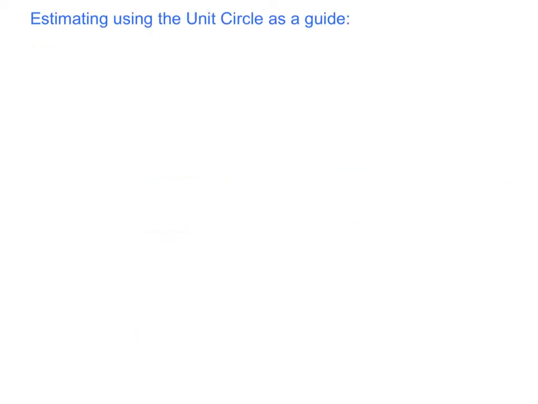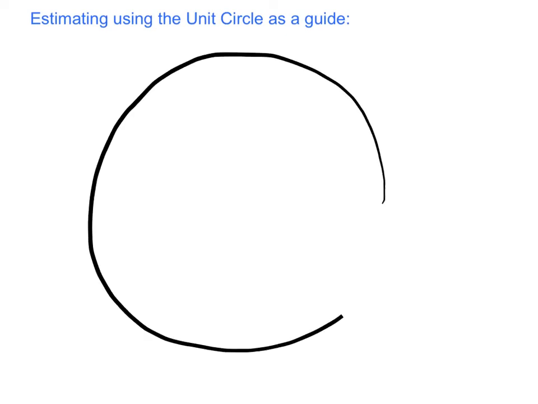The last part of this video, which I hope to keep short, is this idea of estimating. If you want to change an angle from degrees into radians, sometimes it helps just to have a gross idea of where the thing is. And I say here, using the unit circle as a guide. So imagine here you have your unit circle. And if this is where every angle begins, alright, this is 0 degrees.